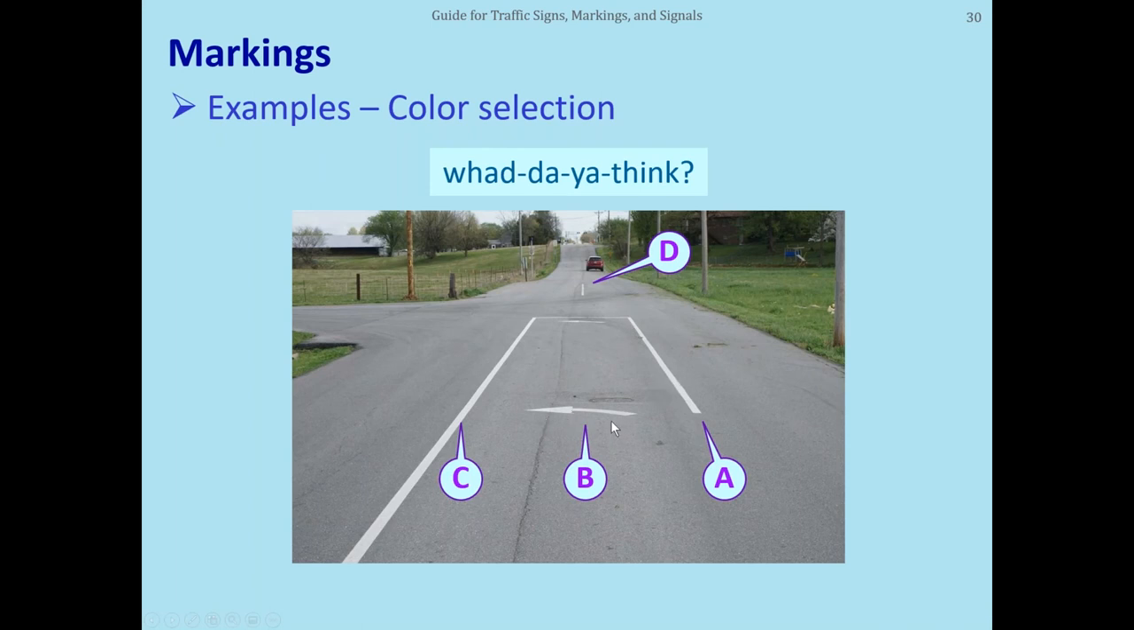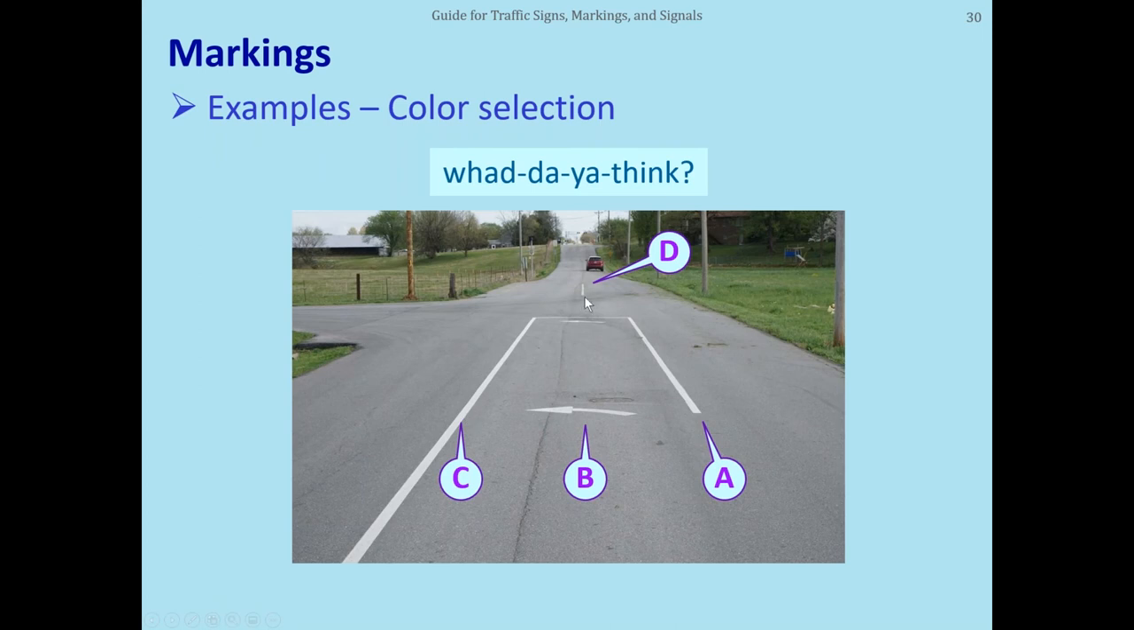B, the arrow. Well, I don't know if that's the best shape. It's probably not as good as it could be, but still okay. It could have used a little larger line thickness here. How about line C? It's separating opposite directions of travel. It should be yellow, not white. And I suspect they intended it to be no passing, so it probably should be a double yellow.